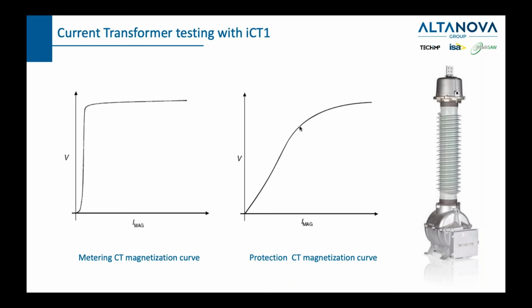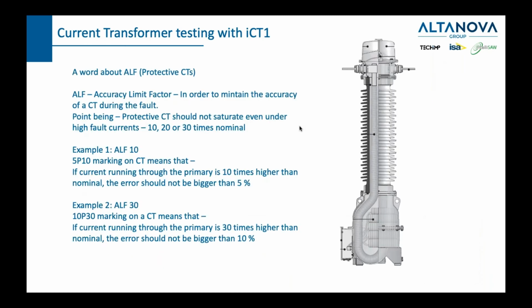I'm emphasizing this concept of the knee point because we will see later that one of the tests is intended to measure this knee point, and also because we said that the knee point is the prime differentiator when it comes to differentiating between metering CTs or measurement CTs and the protective CTs. Also, moving on, we will talk about two aspects. One of them is called ALF, the other one is called ISF, and the ALF is something which describes the behavior of a protective CT.